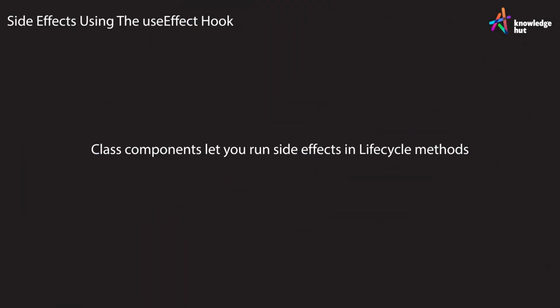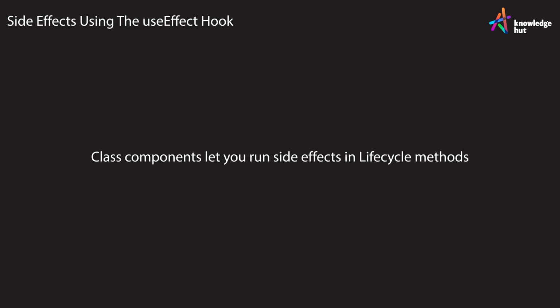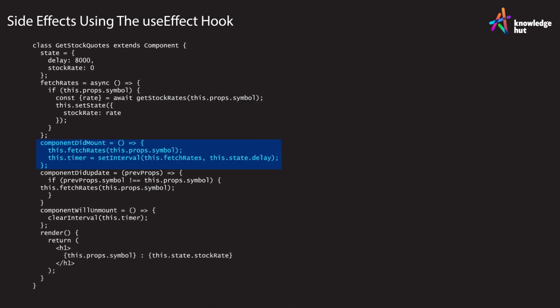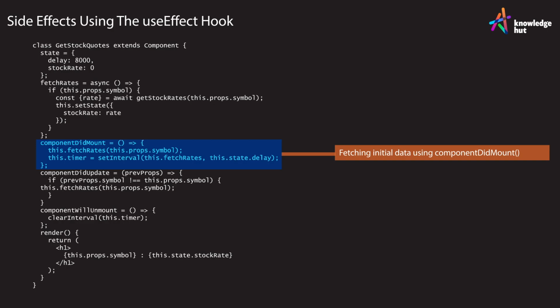One of the core features of a class component are lifecycle methods, which allow you to run side effects. A class component typically features three major lifecycle methods. The componentDidMount method is run synchronously once when the component is mounted into the DOM and is the perfect place to fetch initial data from a data source such as an API.